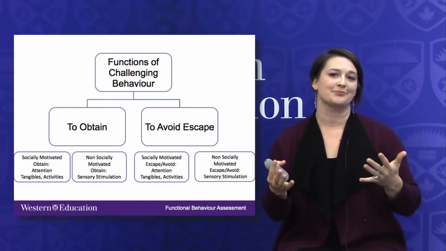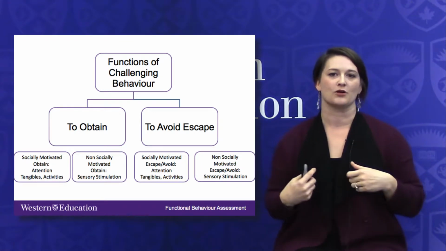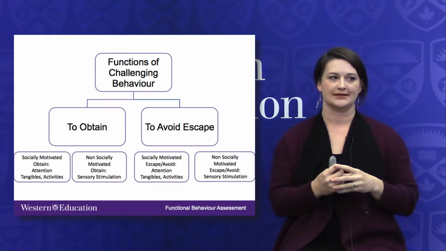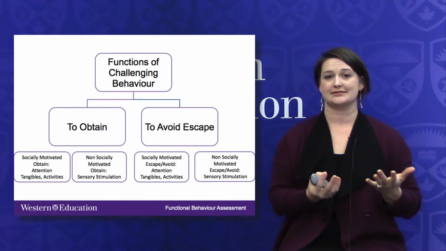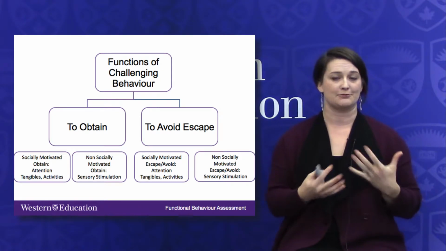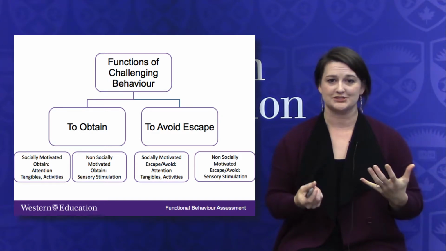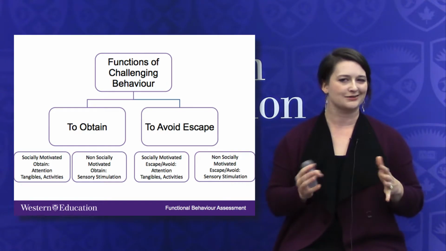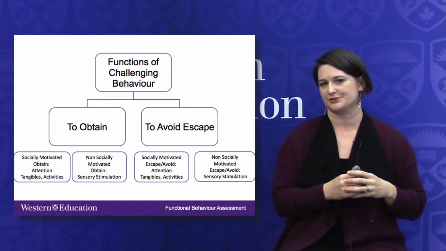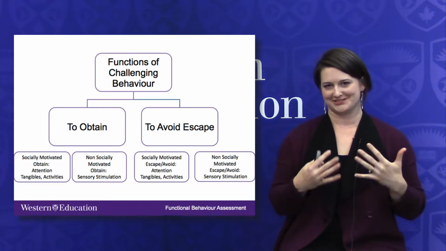And then we can perform things for negative reinforcement. So we're escaping or avoiding things that we don't like. And these also can be socially motivated. So I'm going to escape a person I don't like. I'm going to get rid of their attention. I'm going to escape an activity that is really challenging or difficult for me. I'm going to escape toys that I don't want to play with because I've played with them so many times before. Or I can escape non-social stimuli.